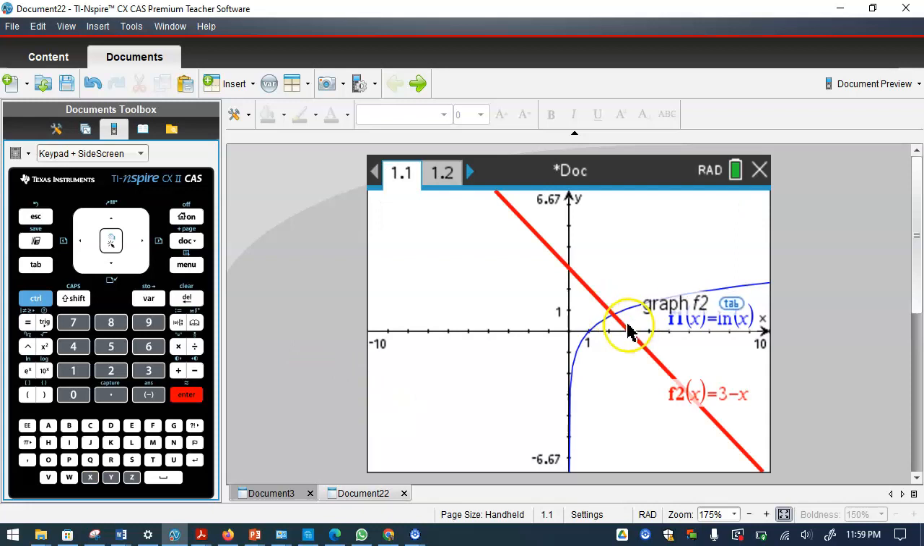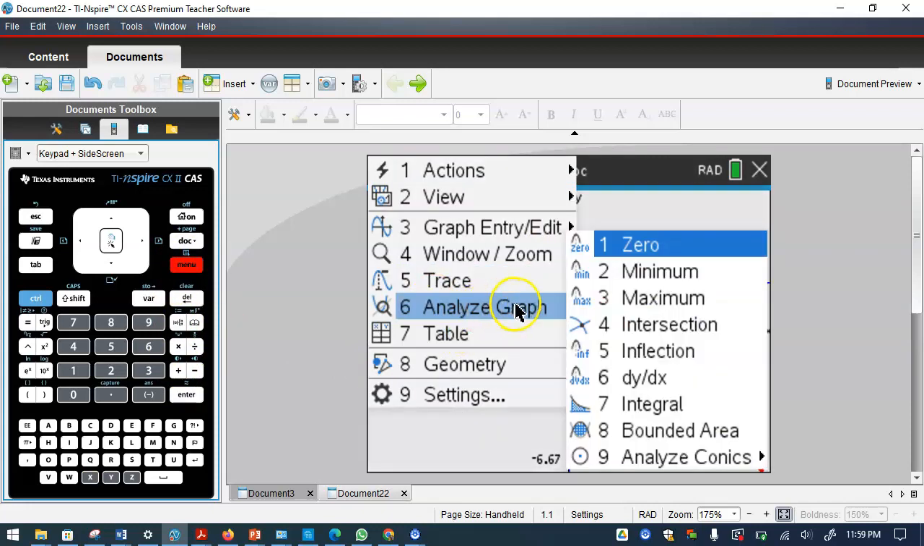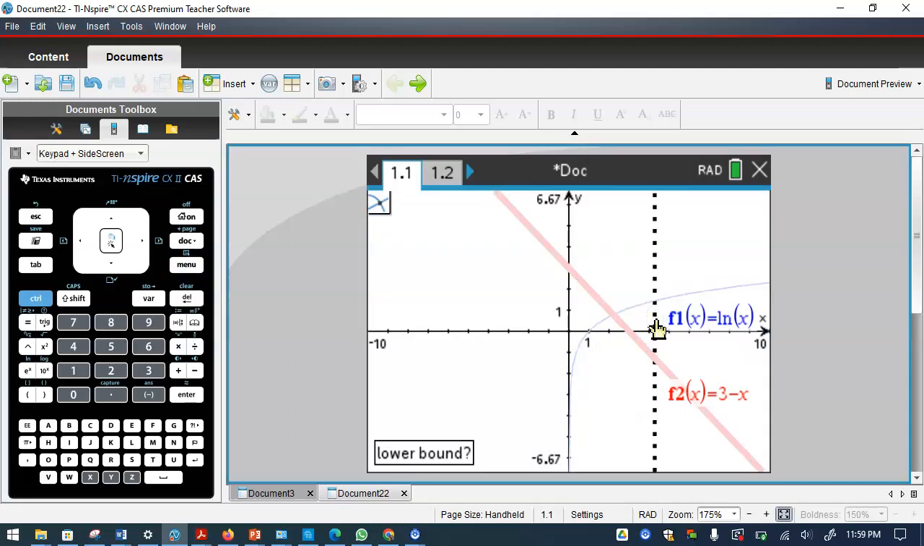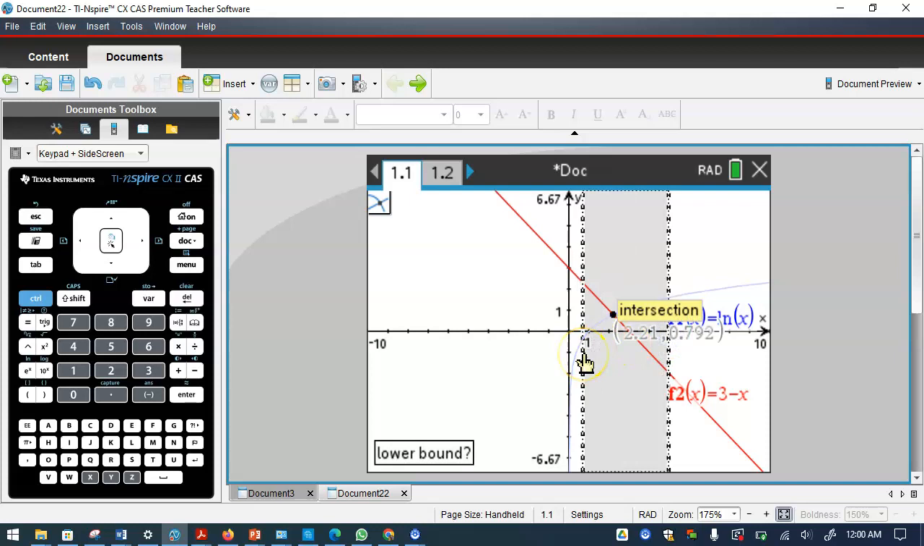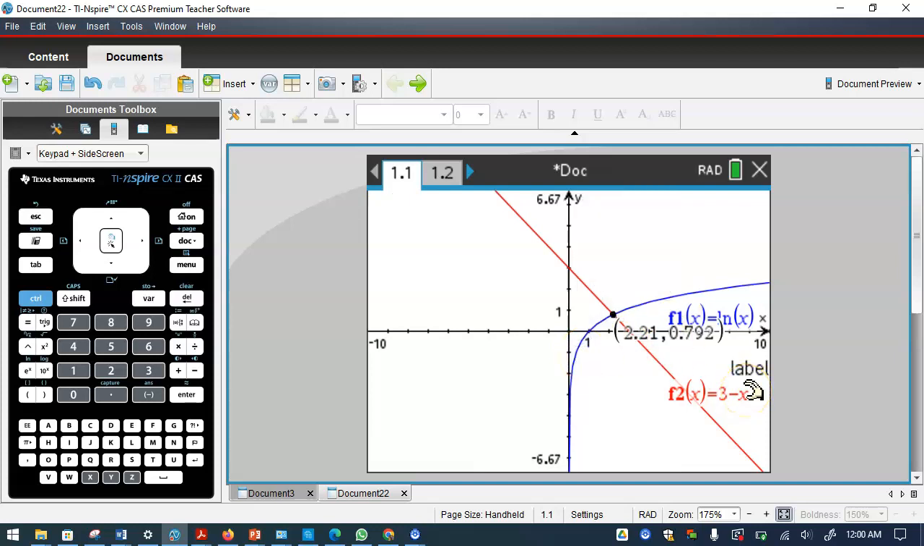And you can see clearly they cross each other. So all you do is menu, intersect, and there you go, you got the answer, 2.21. So the point of intersection is what they wanted to know, and you're done. I hope this helps. I'm finishing.